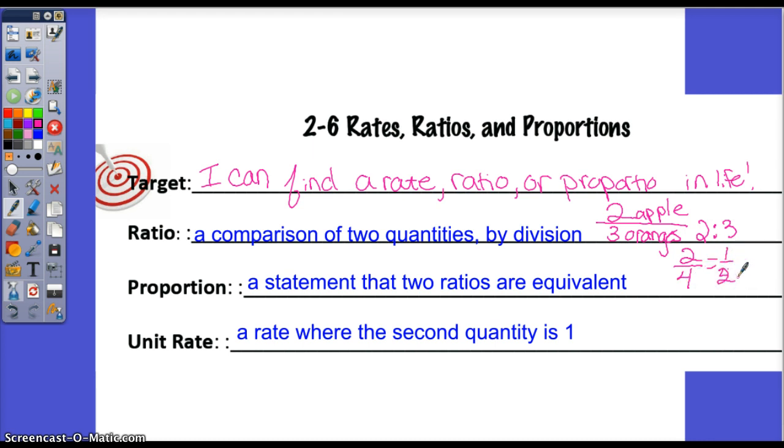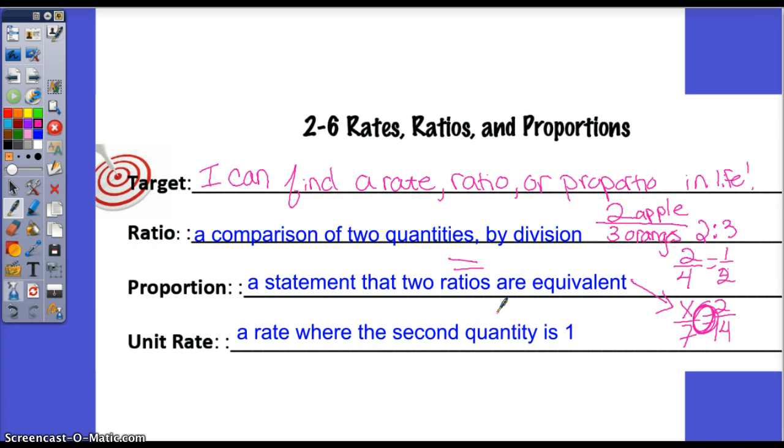A proportion is a statement of two ratios that are equivalent. So again, it's two fractions that equal each other. A proportion might be something like x over 7 equals 2 over 14, and then you'd be able to solve it. Notice there's an equal sign. You must have an equal sign with a proportion, equivalent.